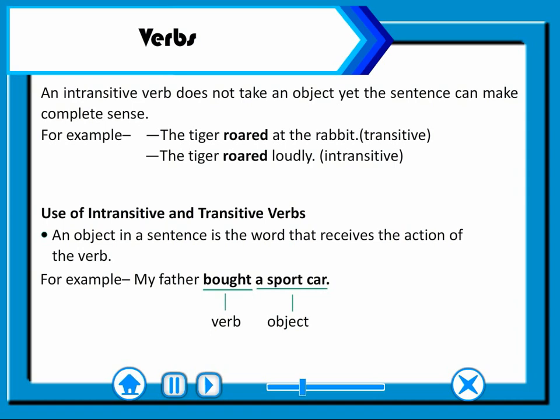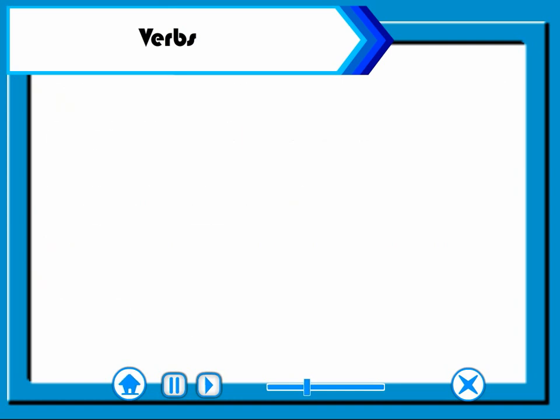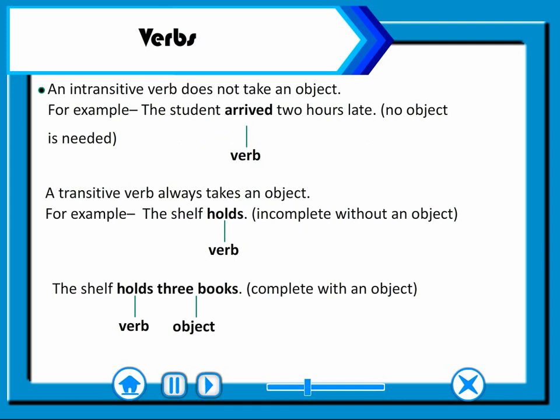Use of intransitive and transitive verbs. An object in a sentence is the word that receives the action of the verb. For example, my father bought a sports car. Bought, verb; a sports car, object. An intransitive verb does not take an object. For example, the student arrived 2 hours late. No object is needed. Arrived, verb.